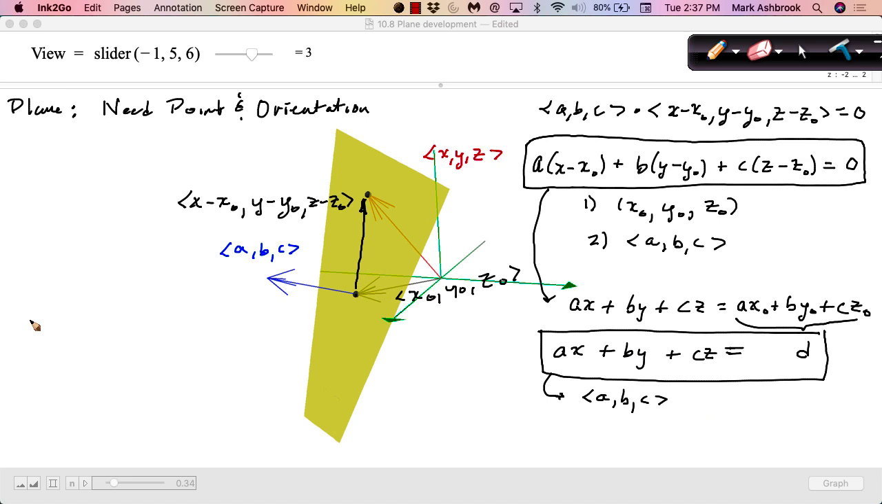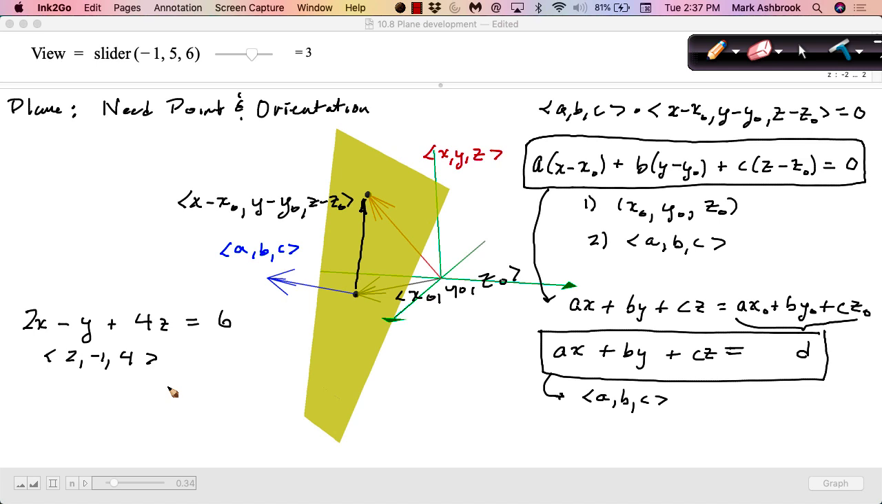So let's try one. Here's an example. 2x minus y plus 4z equals 6. So what do you know right away? The orthogonal vector is 2, -1, 4. Good. 2, -1, 4 is orthogonal to that plane. And then how can you get a point or points on the plane? How could we know what point or points on the plane are?